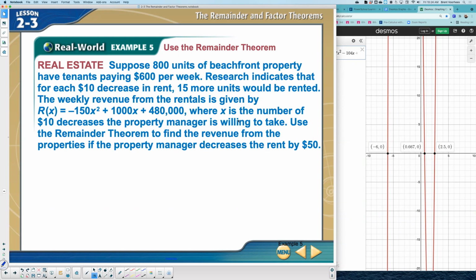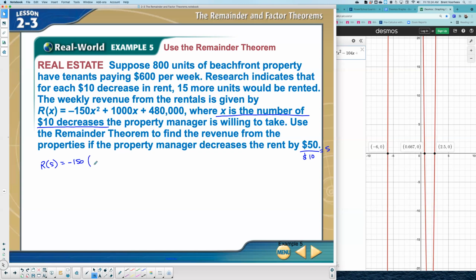So basically, this is what's tricky in this problem. I'm going to underline my variables. X is the number of $10 decreases. And they're saying they want to decrease the value by 50. So you would first need to divide that by 10 because that's what they said it is. X is the number of $10 decreases. So how many $10 decreases do you have? 5. And have you learned in the past that if you want to do this, you could find R of 5 and just plug in a 5 across?